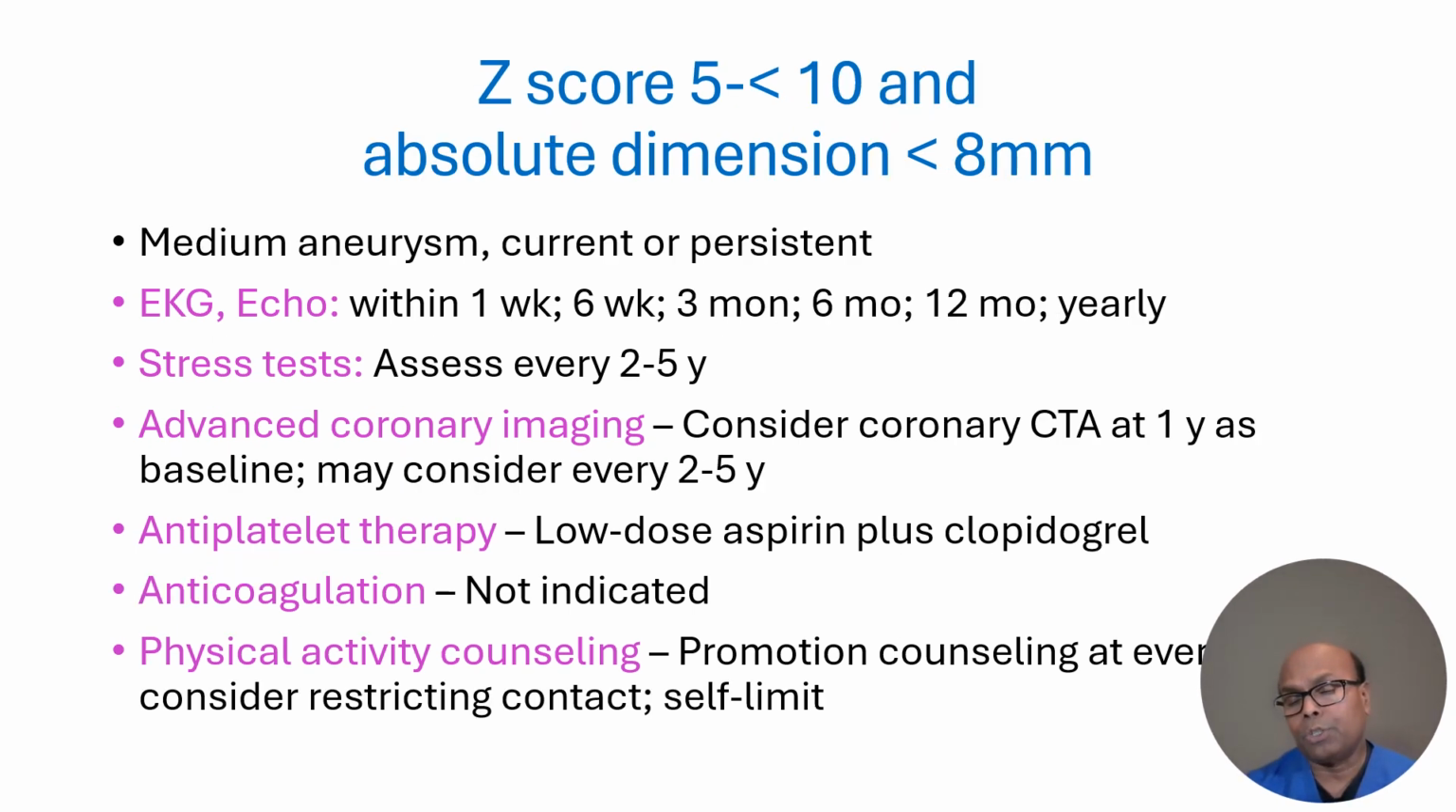Now, Z-score is between 5 and less than 10, or absolute dimension of the coronary artery is less than 8 millimeter. In this particular category, that is moderate aneurysm, there are 3 subcategories. Medium aneurysm, current or persistent. Echo needs to be done within 1 week, 6 weeks, 3 months, 6 months, 12 months, and yearly. Stress test every 2 to 5 years. CTA at 1 year as baseline and considered every 2 to 5 years.